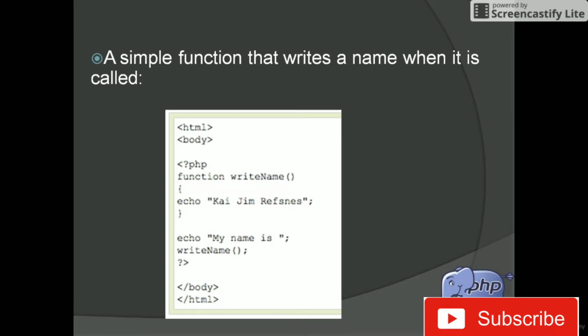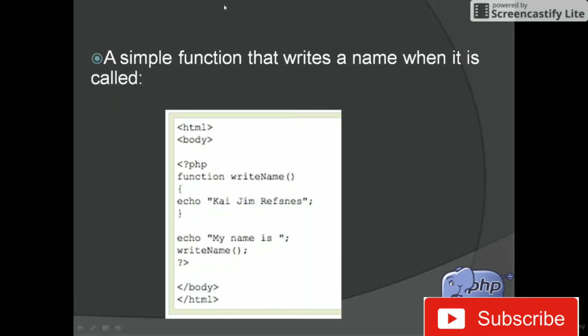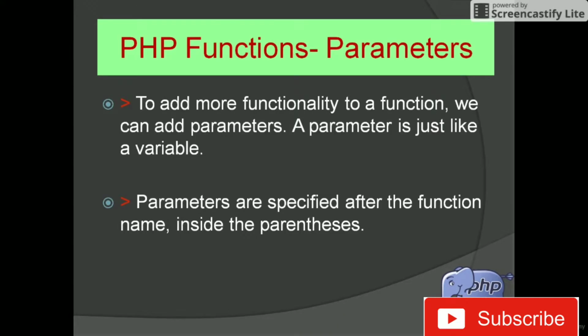This is a simple example of a PHP user-defined function, which is called writeName. When we type writeName outside that function, the function is triggered. We have to define a function, then we have to call the function from outside that function. This is the way to write and use a function.